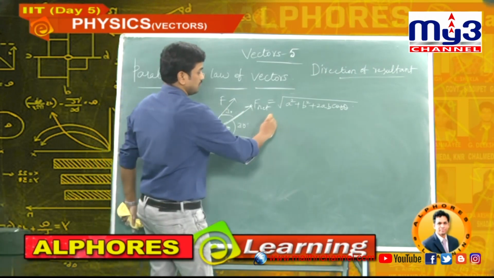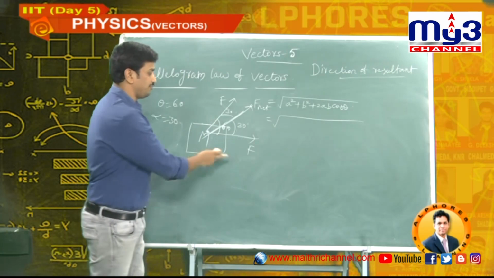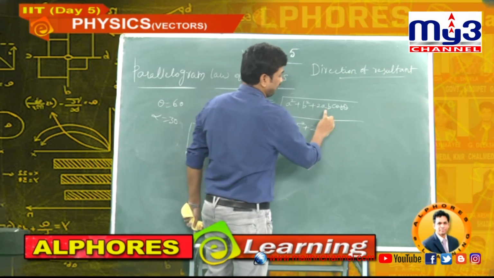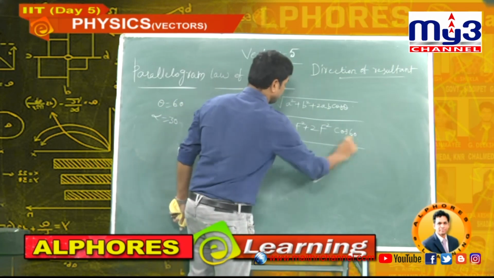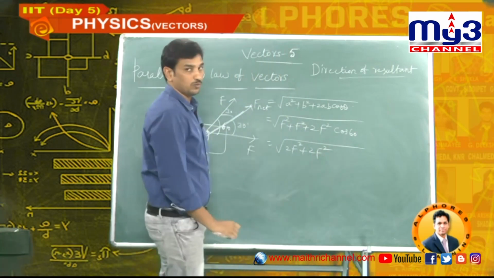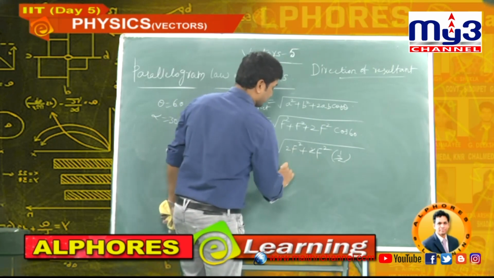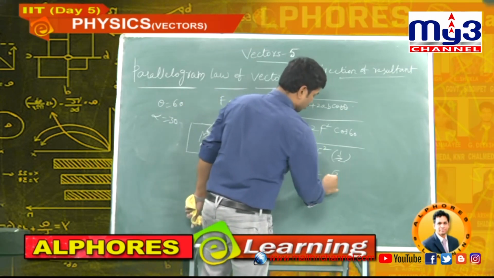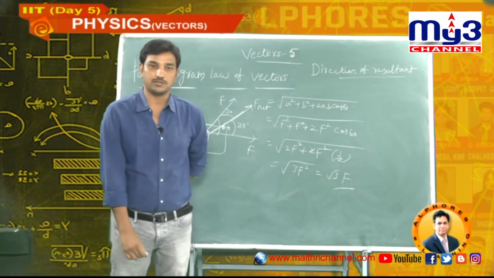Now once again, net force or resultant force: A value F, B value F, so F square plus 2F into F, F square, and cos 60. That is 2F square plus 2F square, cos 60 value 1 by 2. The 2 cancels, so 2F square plus F square, root 3 F square. Now root 3 comes out as it is, and F square comes out as F. So we will use this directly in the numericals.